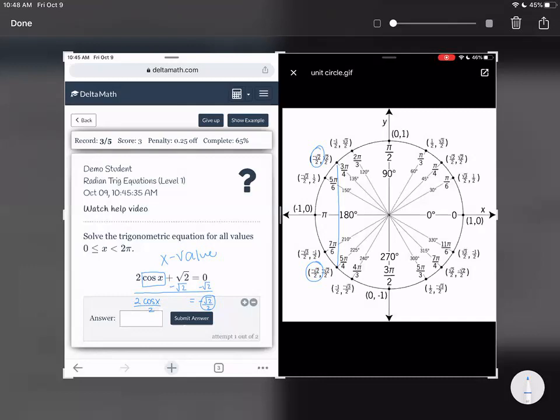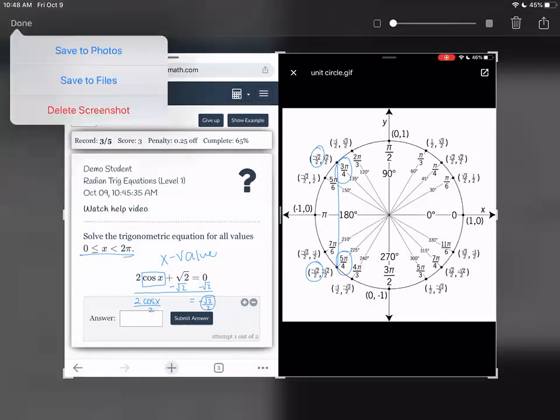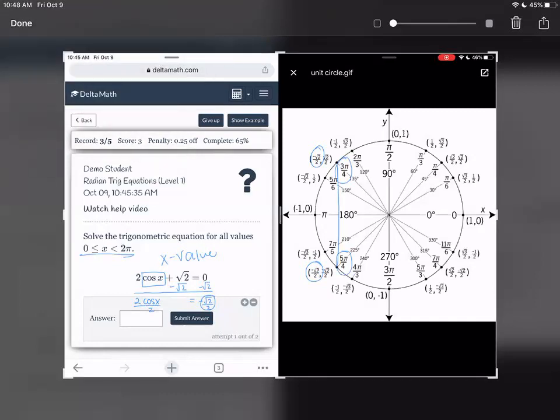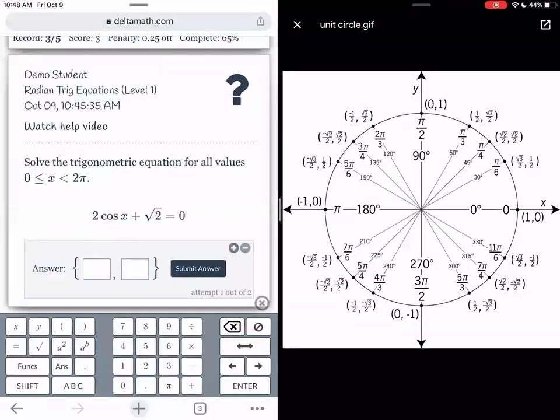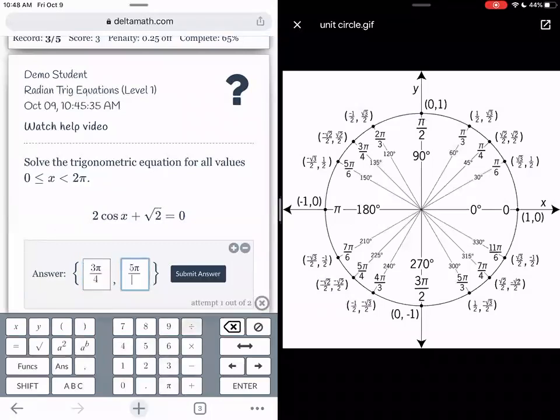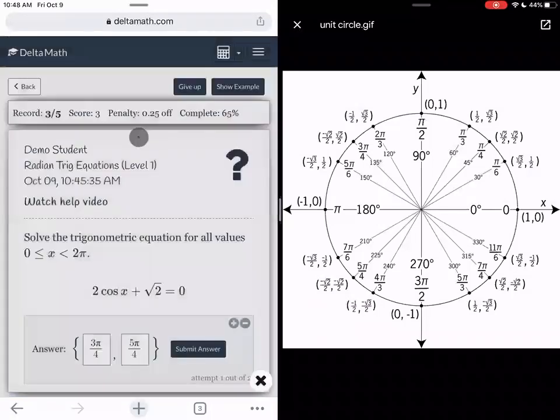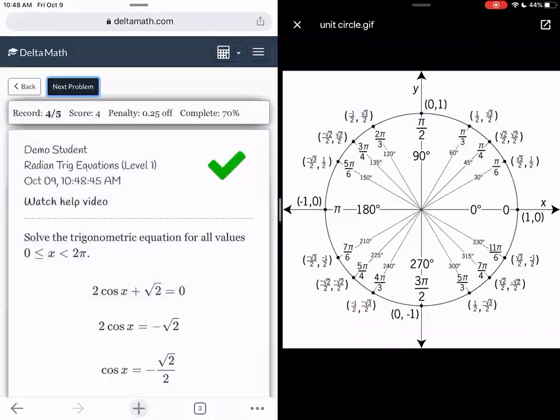Okay, so we wanted our radian answer. They want it in radians. So we're going to give them 3 pi over 4 and 5 pi over 4. Okay, so let's do that. 3 pi over 4 and 5 pi over 4. And that's it for this one.